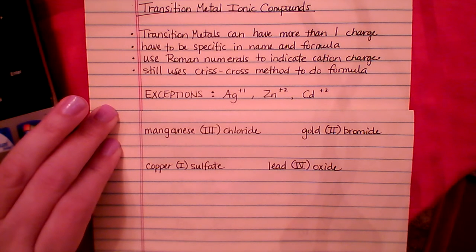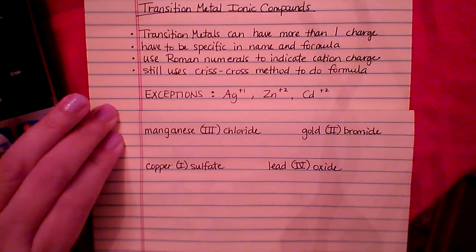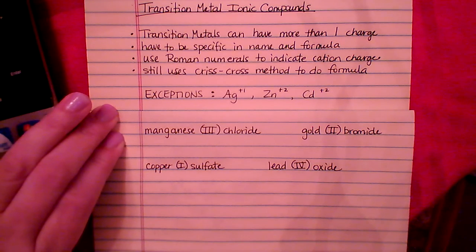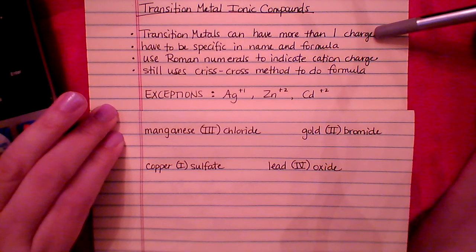So I'm on the last of the video tutorials using transition metals in ionic compounds. If you need to, go back and watch the crisscross method of writing ionic formulas as a prequel, I guess, to this video. So when you're dealing with transition metals, remember those are the D block elements on the periodic table, in addition to some of the elements that are underneath the metalloids.